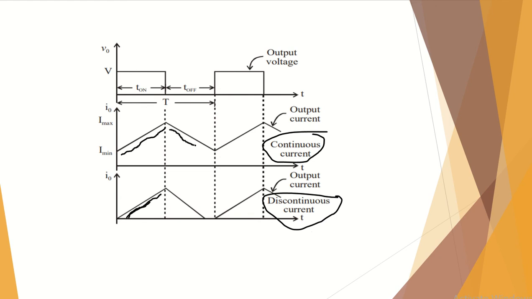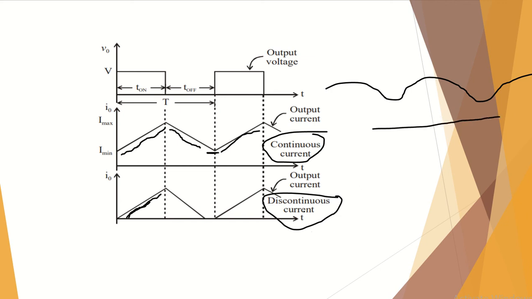the inductor discharges but not completely, because the inductor is of high value. So the inductor does not discharge completely. It discharges to a value over here, and again the next cycle begins and it charges again. So continuously like this the current is flowing through the load.